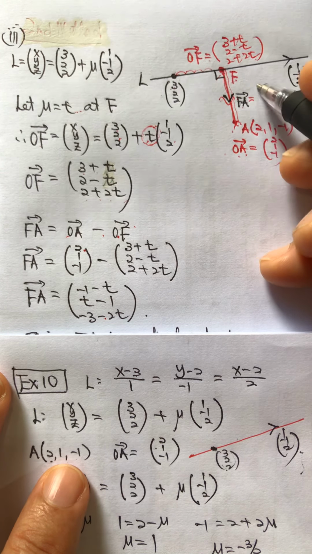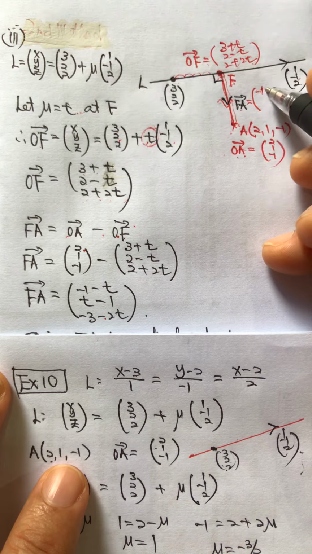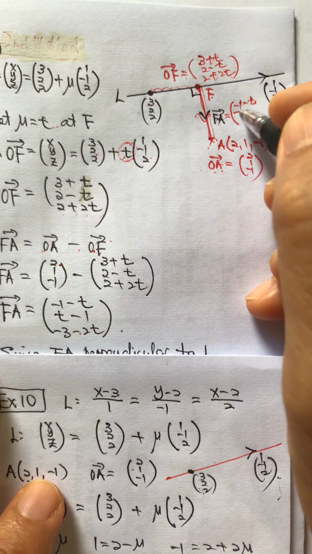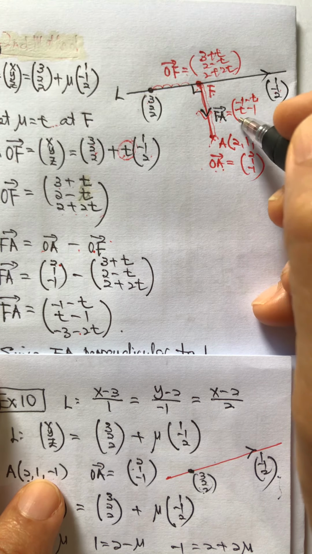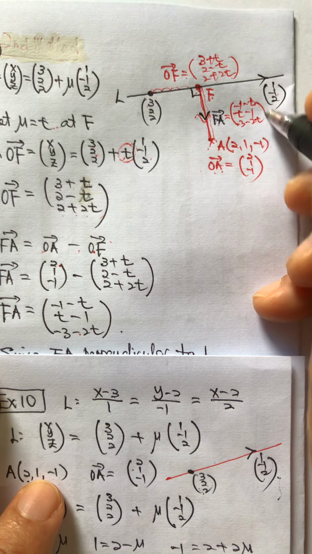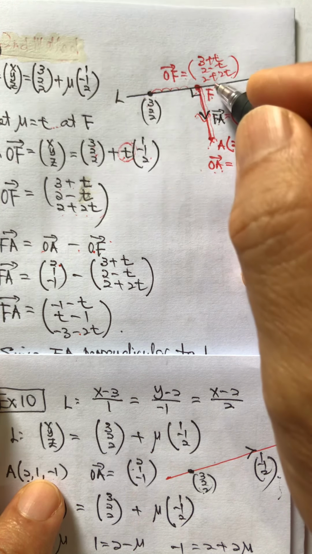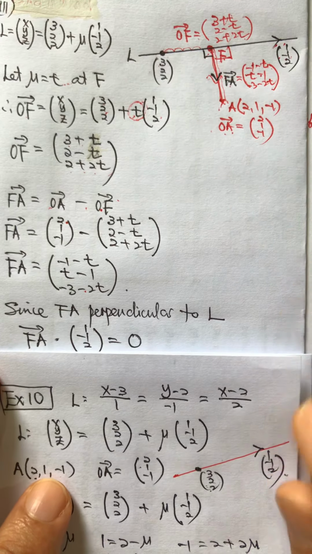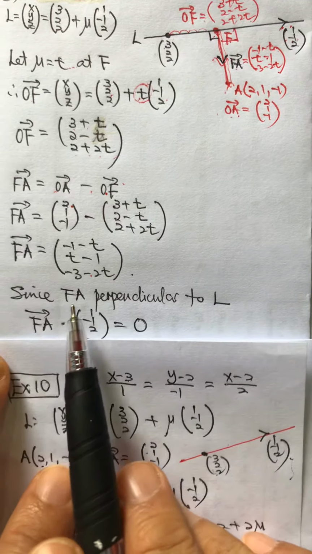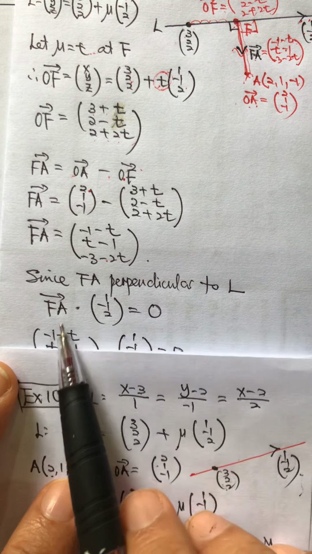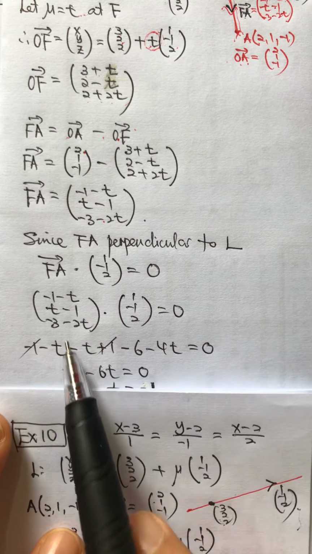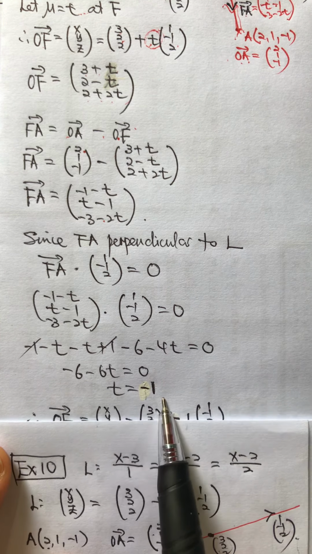This FA, the vector is negative 1 minus t, and then t minus 1, and then negative 3 minus 2t, and then I dot these two. Because of perpendicular, I dot them, I should get 0. So you see, since FA is perpendicular to L, when you dot them, you will get 0. So when I dot, then I simplify, I get t equal to negative 1.